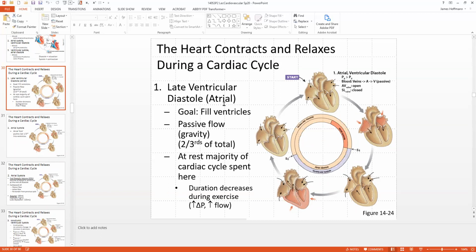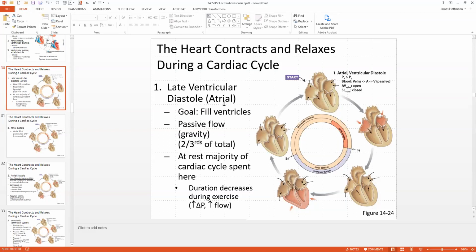So the goal is to fill the ventricles, right? If I'm trying to fill the ventricles, it means that the AV valves, the atrioventricular valves, have to be open, so blood can go from the atria to the ventricles. And there's never a case in the heart where all four valves, both sets of valves, would be open. Because if they were, then you would put blood in the ventricle and that would just go out the other end.